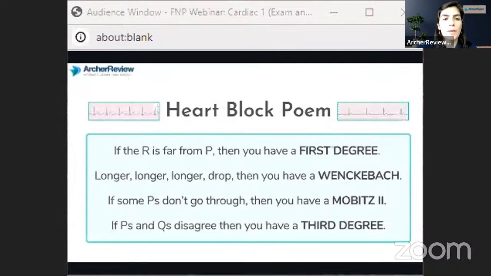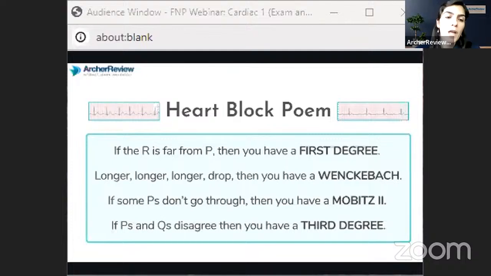All right, so as promised, here's our little heart poem. If this is the way you want to remember it, hopefully you understand these rhythms, but some people get test anxiety, so they want a little poem to make sure they've got the right rhythm when it comes up. So, heart block poem: if the R is far from the P, then you have a first degree. So you remember in first degree block, you have that elongated PR interval. Everything is consistent, but it's longer than the 0.12 to 0.2 seconds.